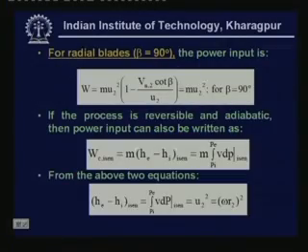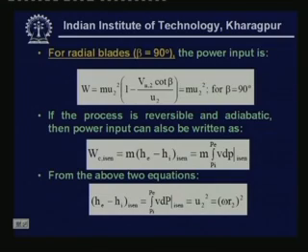Now, let us take a simple case. As I said, the actual analysis of centrifugal compressor is very complicated. Okay. So, what I am presenting here is a simple analysis. Okay. The analysis becomes simple if you assume that there is no tangential component at the inlet, and if you also assume that the blade is radial. Okay. Once the blade is radial, beta becomes 90 degrees. Okay. So, for radial blades, when beta is 90 degrees, the power input is given by this expression.